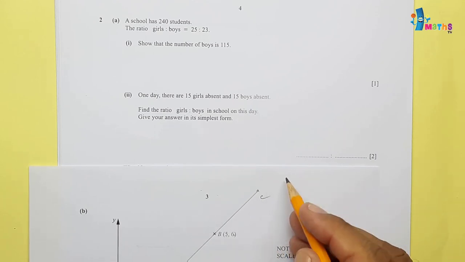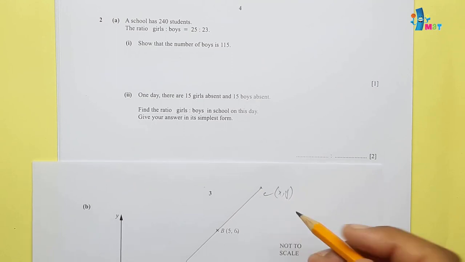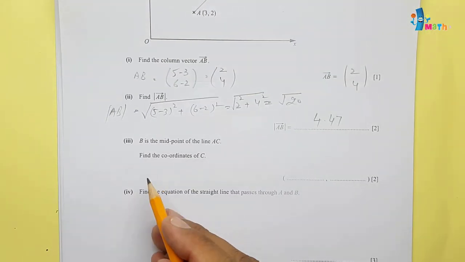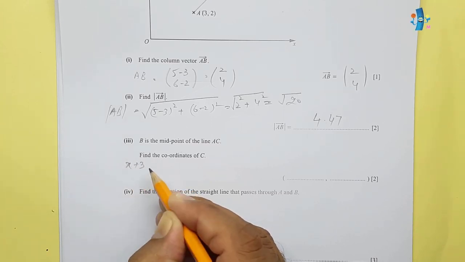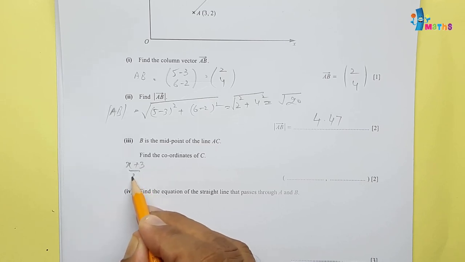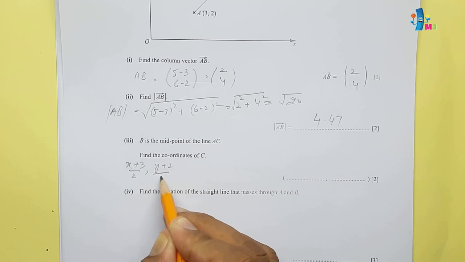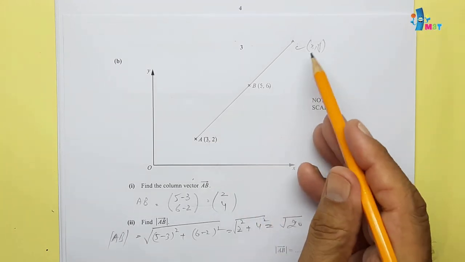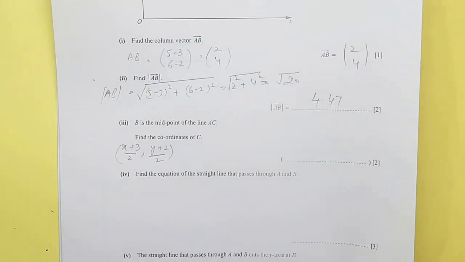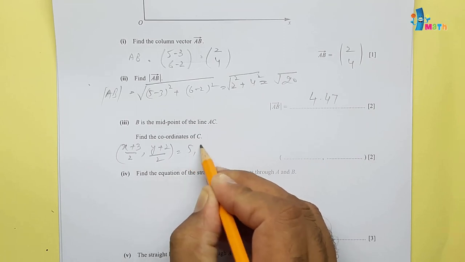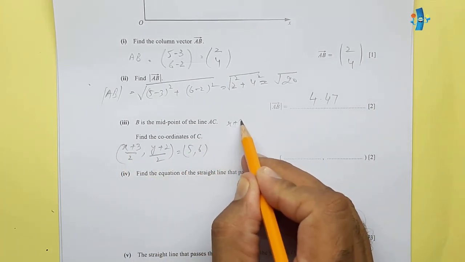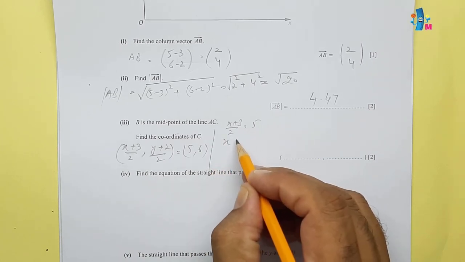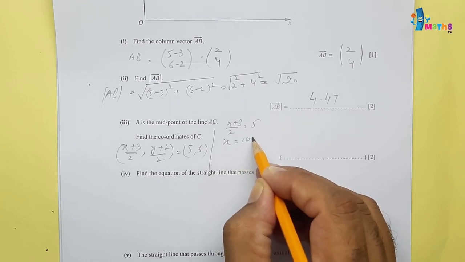So the coordinates of C we can suppose as X and Y, and this will be the midpoint of A and C. We can apply the midpoint formula: X plus 3 over 2 and Y plus 2 over 2. This will be equal to the midpoint, which is 5 and 6. From this equation, X plus 3 divided by 2 is equal to 5. It means X plus 3 is 10, so X is equal to 10 minus 3, which is 7.